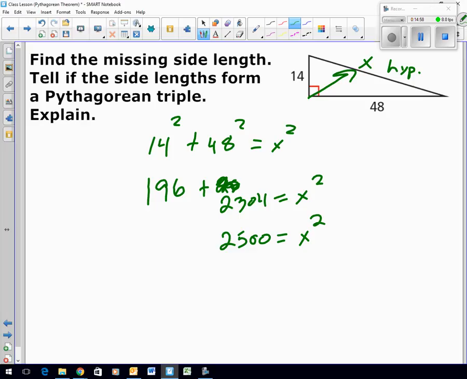How do I get rid of this exponent to solve for x? We're waiting, Mr. Randy. We wait a little bit. Randy's perfect. I square root both sides. And when I take the square root of 2,500, I should get 50.